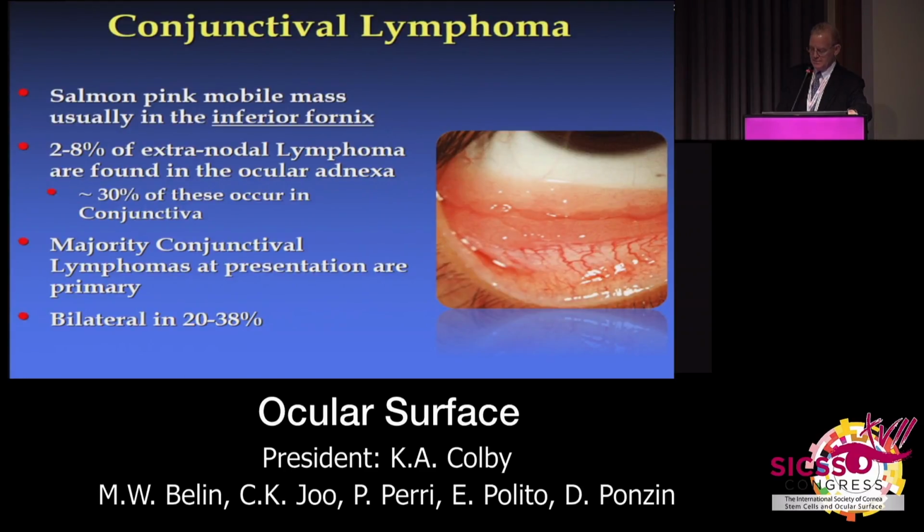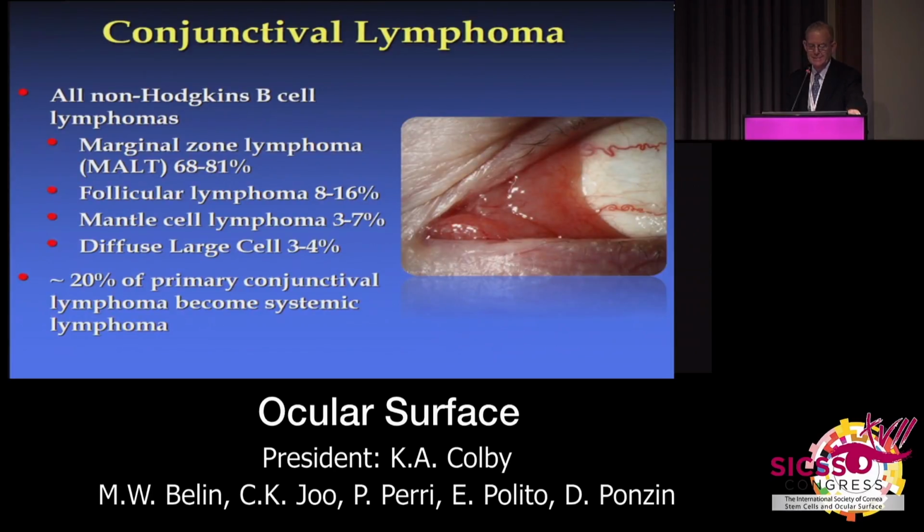What you want to rule out is this more confluent lesion you see along the inferior fornix, which is a conjunctival lymphoma. About 2 to 8% of the extranodal lymphomas that people get in their bodies can show up in the ocular adnexa, and about 30% of these show up in the conjunctiva. Most of the time we see a conjunctival lymphoma, though, it's a primary disease. They can be bilateral in somewhere in 20 to 38%.